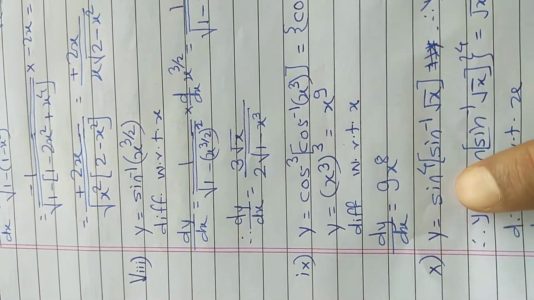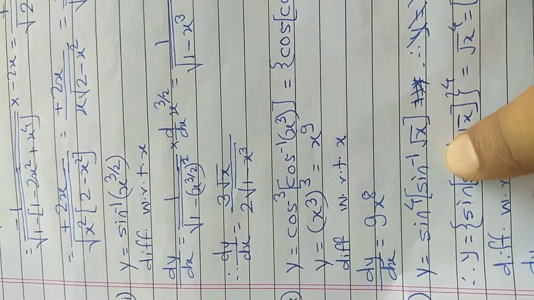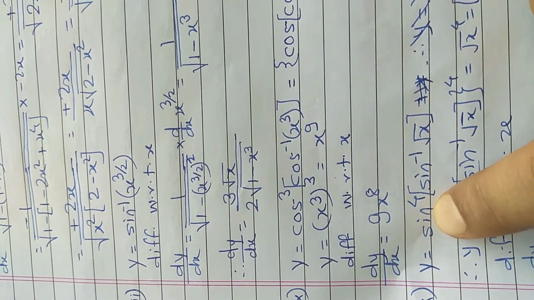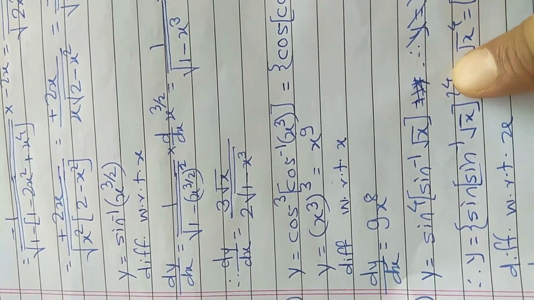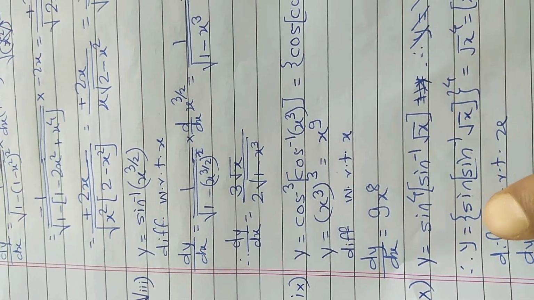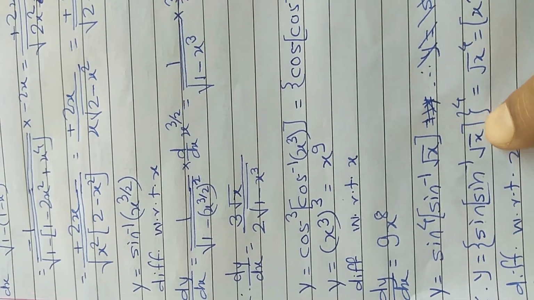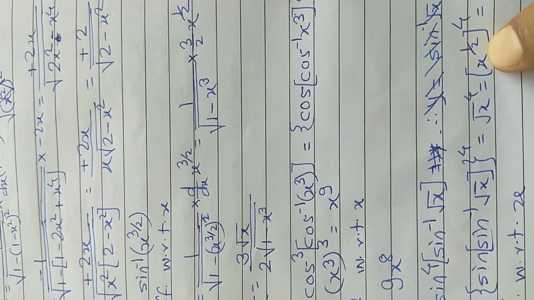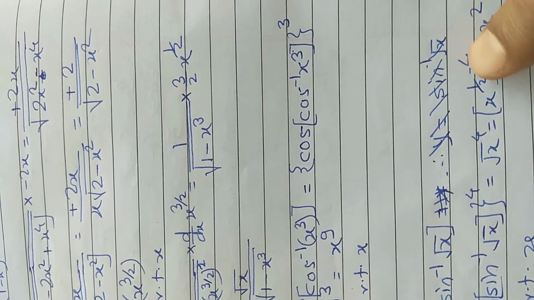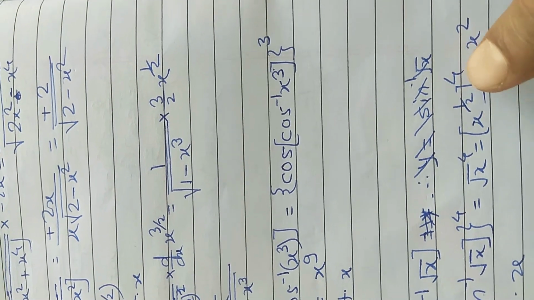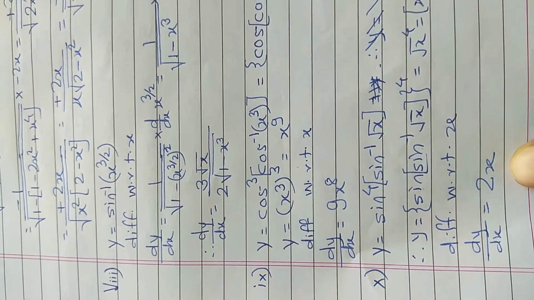Question number 10, y equal to sine raised to 4 sine inverse of root x. Same thing we will do, that sine raised to 4 theta is nothing but sine theta raised to 4. Okay. Now the function is sine inverse of root x. It will give you root x raised to 4. Root x is nothing but x raised to half raised to 4. Power raised to power, product of the power. So it will give you x square now. Derivative of x square is 2x.